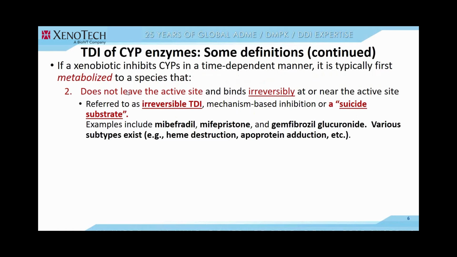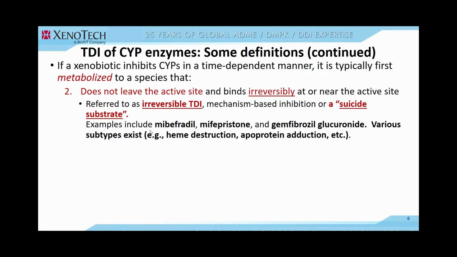Additional definitions. So two, you have a compound or a species that does not leave the active site and binds irreversibly at or near the active site. This is often referred to as irreversible time-dependent inhibition or mechanism-based inhibition. That particular phrase I don't think a lot of people like, because I think most types of inhibition would have a mechanism, or a suicide substrate, and you'll see this often in biochemistry texts and papers. Examples here include mibefradil, which I'll talk a little bit about, mifepristone, and I'll talk about gemfibrozil glucuronide as well.